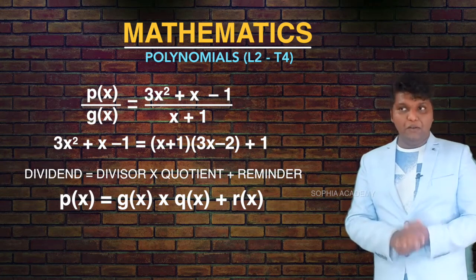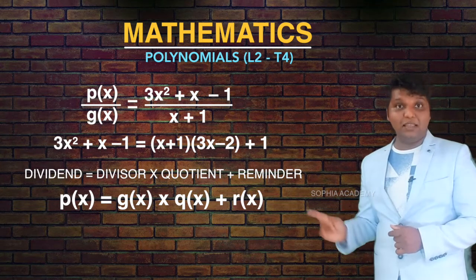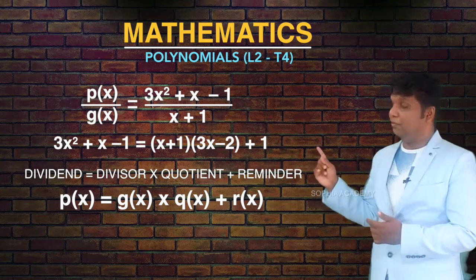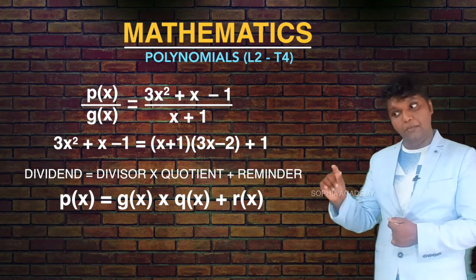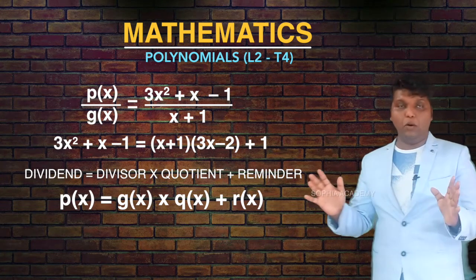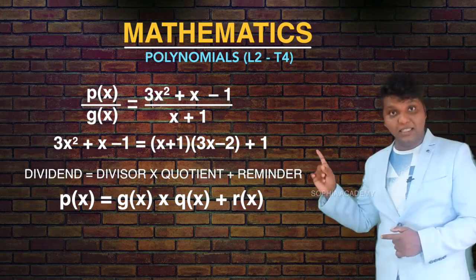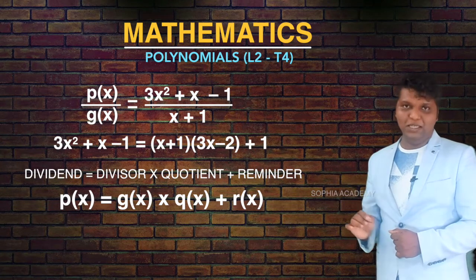But if it was a number, it was easy to divide, right? But in these cases, it's not that easy to simply write these numbers and take the first term of the dividend divided by the first term of the divisor, then multiply that with the quotient and then bring it down. It's totally going to be messy. So it's a long division method. That's why the name of this method is also termed as long division method.